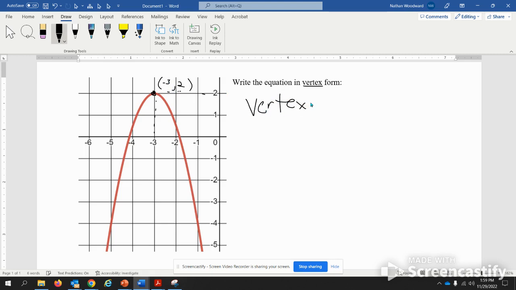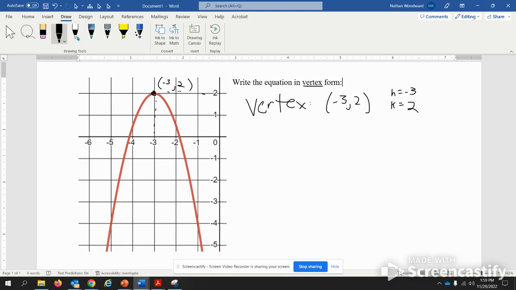So our vertex is -3, 2. And this tells us our h and our k. So h equals -3, k equals 2. So that's going to be helpful later on. But the real challenge in these kind of problems is finding a.